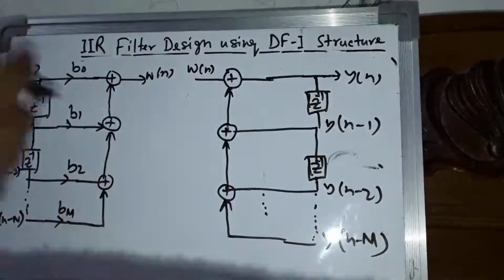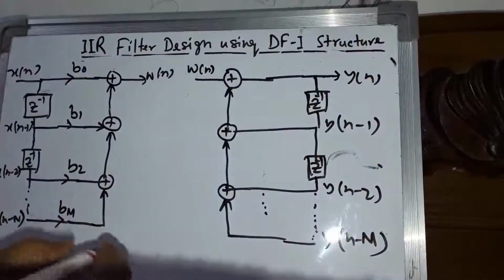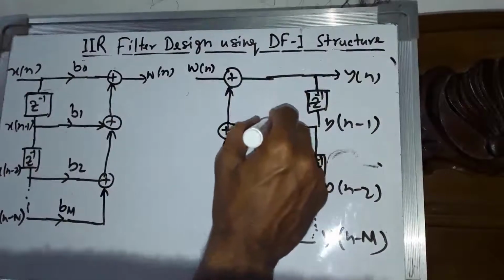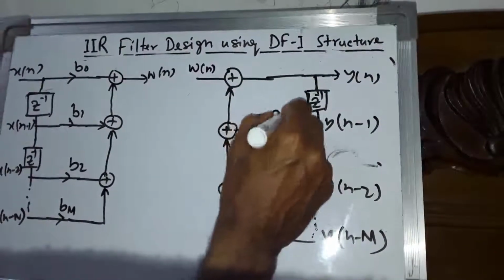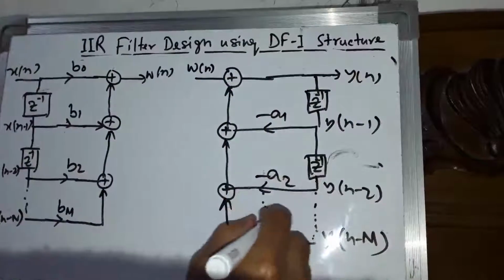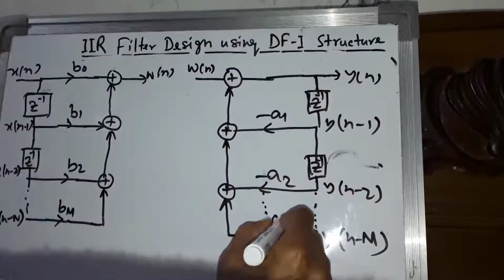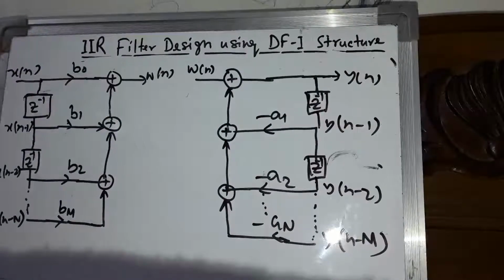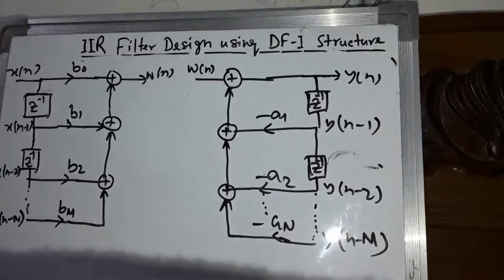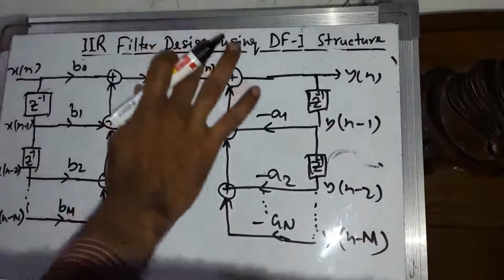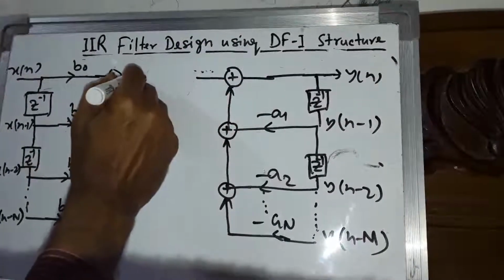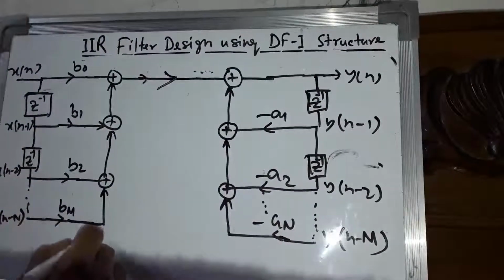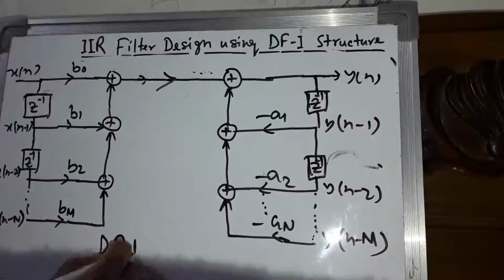Now these two equations are cascaded. Before that you must notice that we have some multiplier factors here also: minus a1, minus a2, and minus an. These multiplier gain factors are to be used properly. When added in the final stage, you simply connect the wn from the first stage to the wn of the second stage, and that will give you a structure called direct form 1.